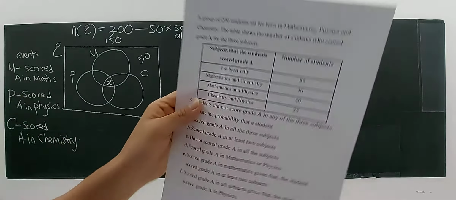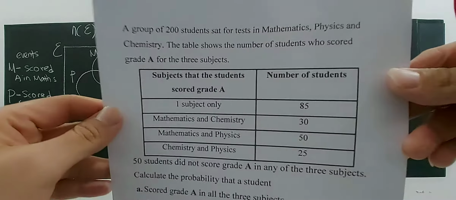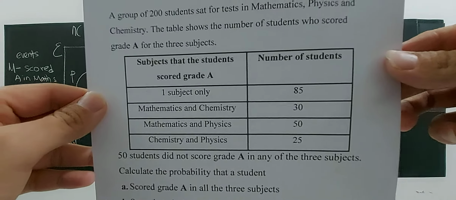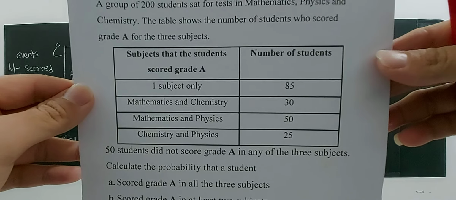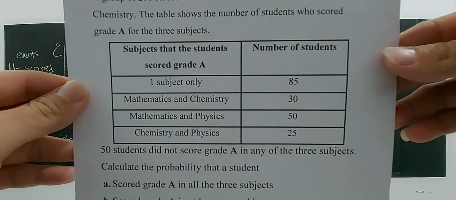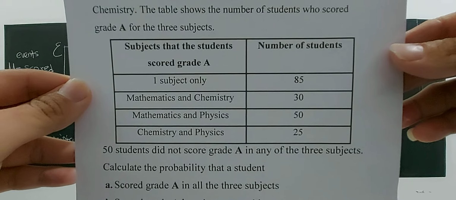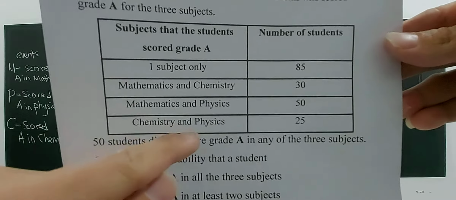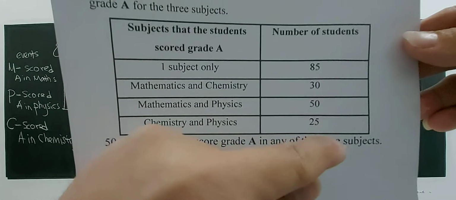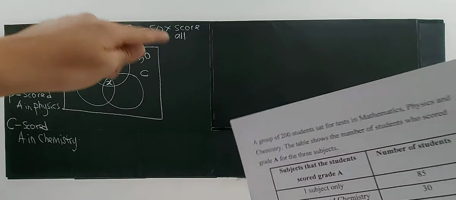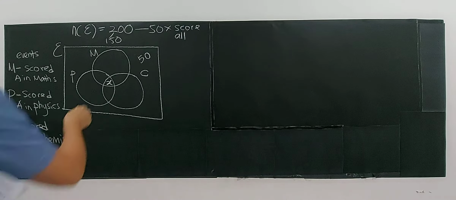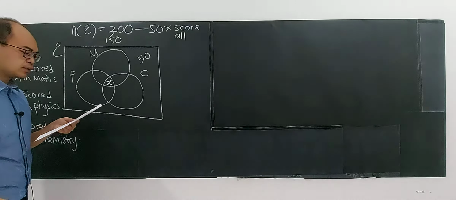If you look at the information here, the question does not give any information about students scoring in 3 subjects. But it does give that some students did not score grade A in any of the 3 subjects, which I know. So I don't know the 3-subject number, and I put an X here.